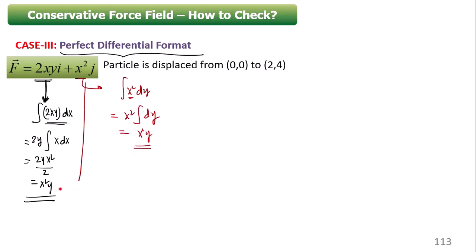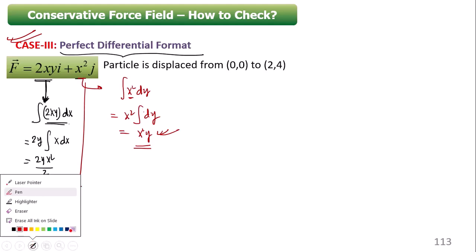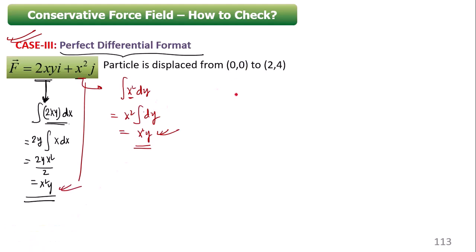If these two answers are the same, then that particular format is known as the perfect differential. So how to check that? You have to integrate the x component and the y component separately. When integrating the x component you integrate with x, assuming y is constant. Once you get the same result, you are ensured that you have the perfect differential. Now what is the work done in this situation?